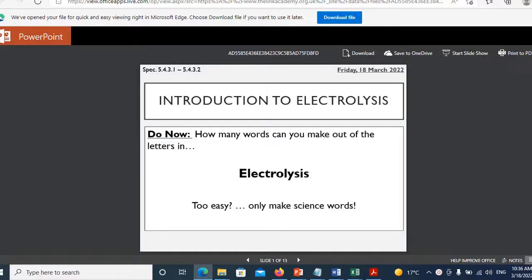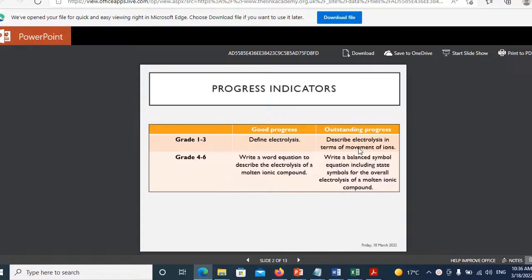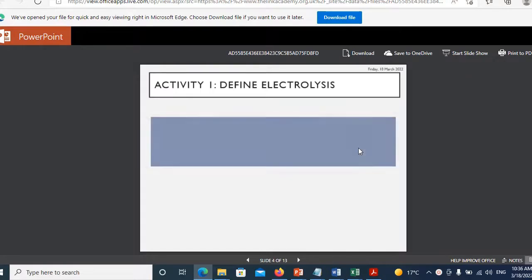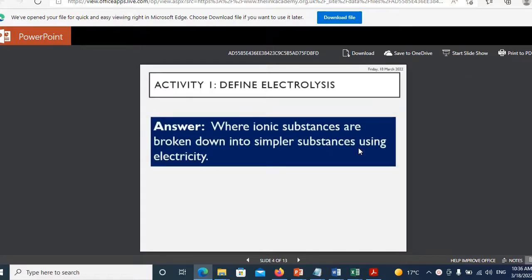Here, introduction to electrolysis. What is electrolysis? So the definition of electrolysis is as follows. Define electrolysis: where ionic substances are broken down into simpler substances using electricity. This is electrolysis.